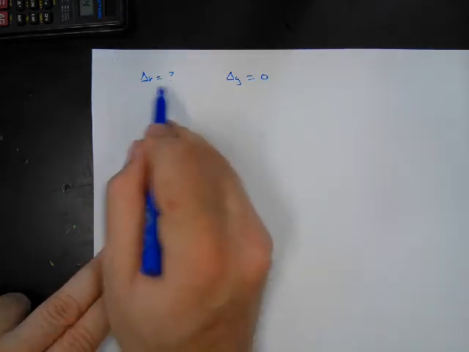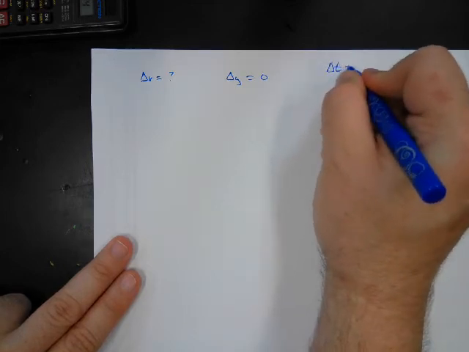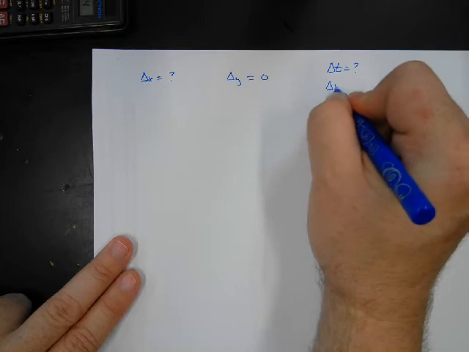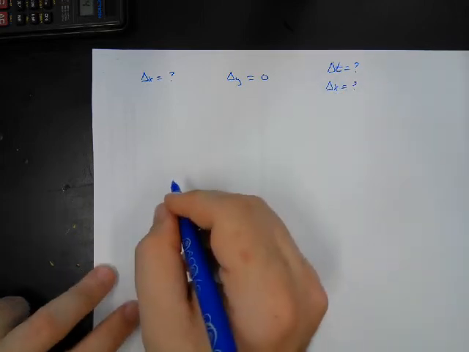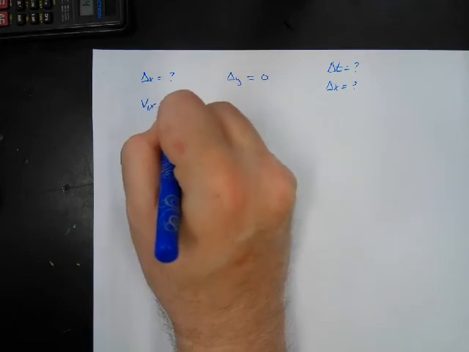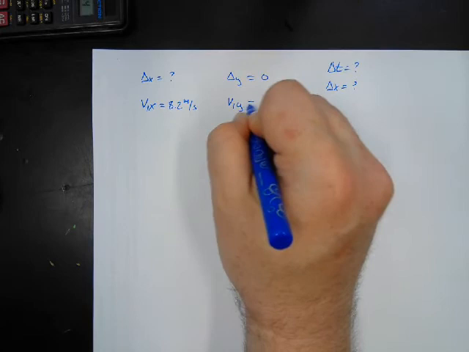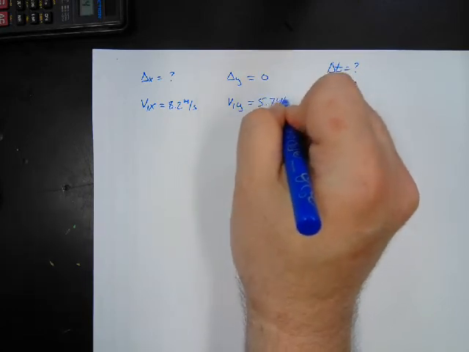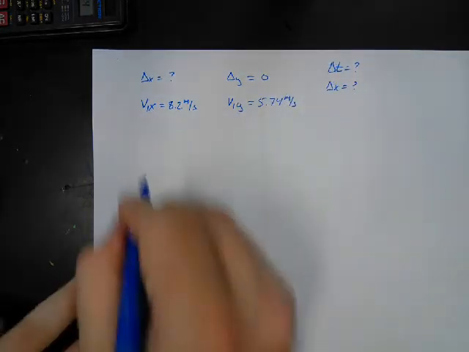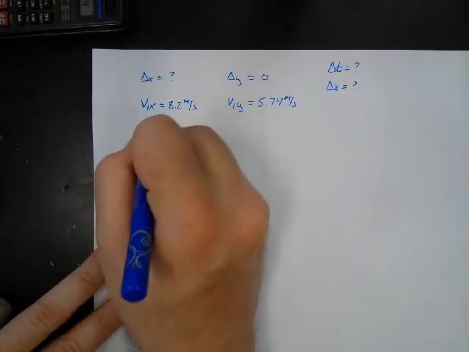And then we can go back and figure out what delta x is. So what we want is delta t, and we want delta x. That's our goals. But now we can reuse the rest of this information. Velocities will be the same. So v initial x is 8.2 meters a second, and v initial y is 5.74 meters per second. V final over here, and acceleration is going to be 0.